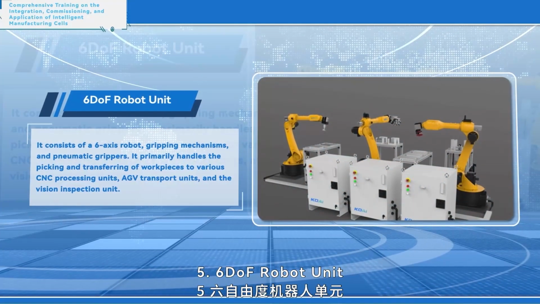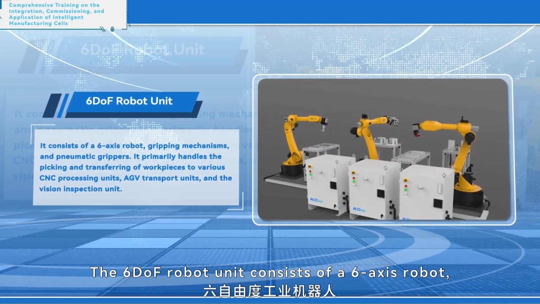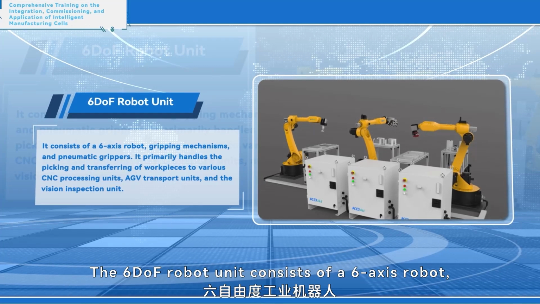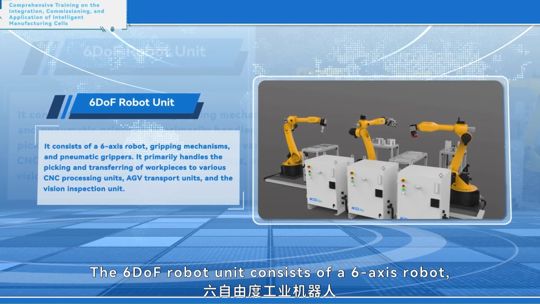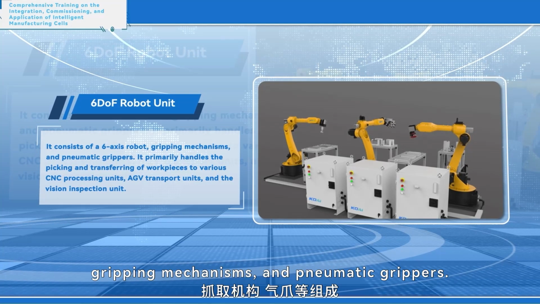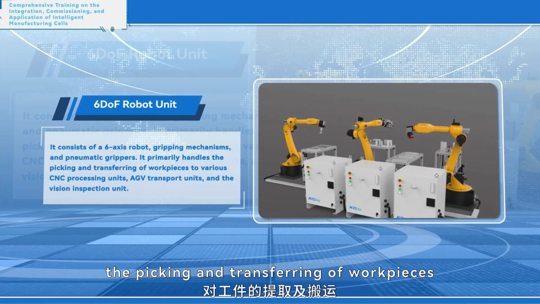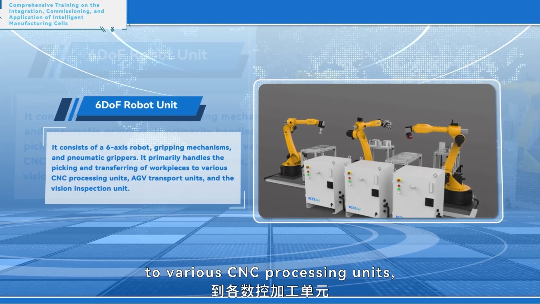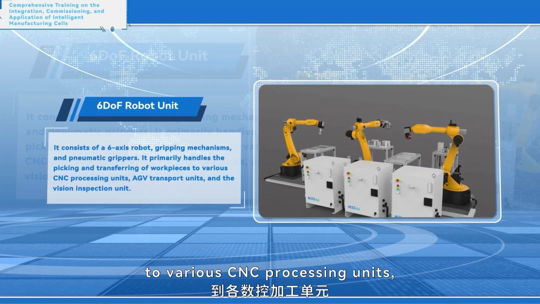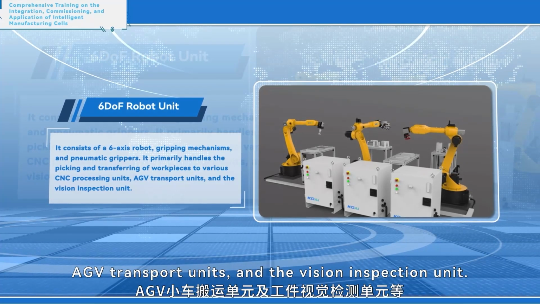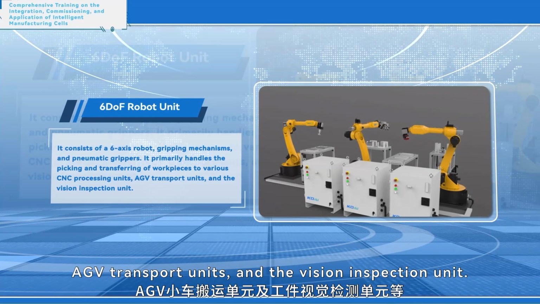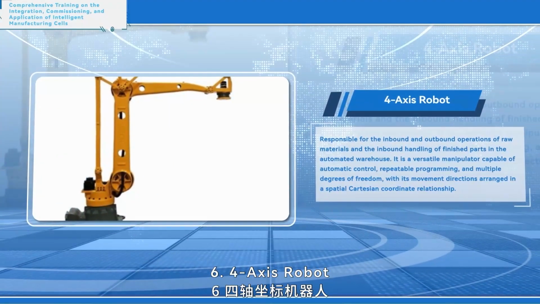5. 6DOF Robot Unit. The 6DOF Robot Unit consists of a 6-axis robot, gripping mechanisms, and pneumatic grippers. It primarily handles the picking and transferring of workpieces to various CNC processing units, AGV transport units, and the Vision Inspection Unit.